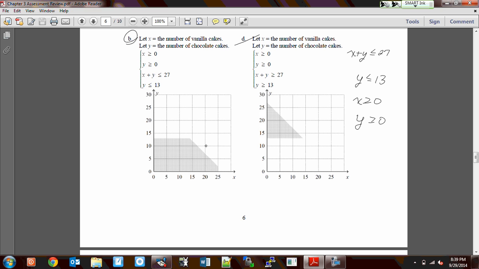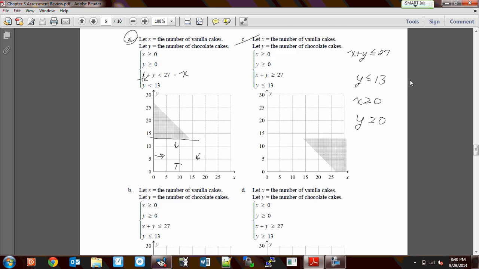Now verify the graph. So we know we're going to have to be above the X, to the left of the Y. X plus Y is less than or equal to 27. If you bring the X across, we subtracted the X from both sides, so Y is less than or equal to 27 minus X. This is that line. We are in fact shaded below it. And Y has to be less than or equal to 13. And this is the line Y equals 13. And yes, in fact, we are shaded below it. So therefore, number 15 is B.